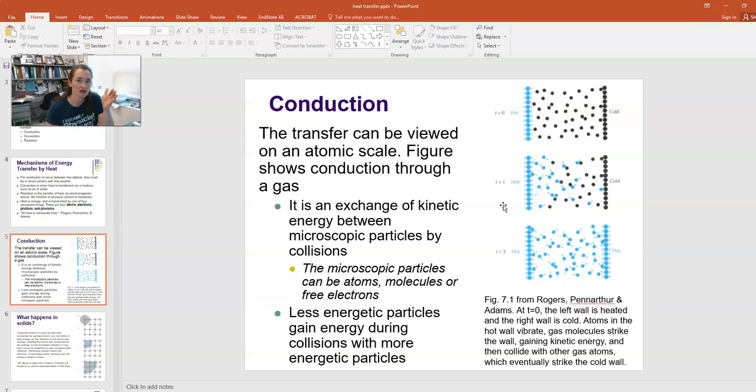So you put something hot in contact with something cold, and then the hot gas molecules start running around. Now they've got more kinetic energy than the cold ones, right? And what happens is these hot gas molecules will collide with gas molecules that are colder, and when this collision happens, there's an exchange of kinetic energy between the hot and cold gas molecules during the collision.